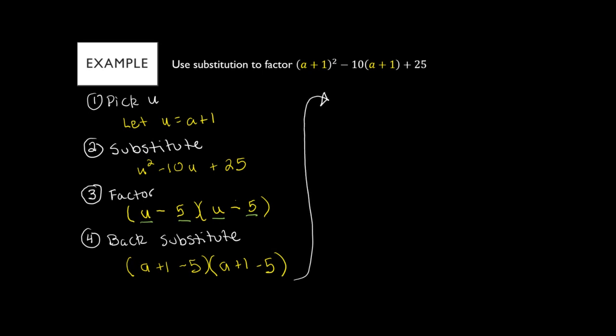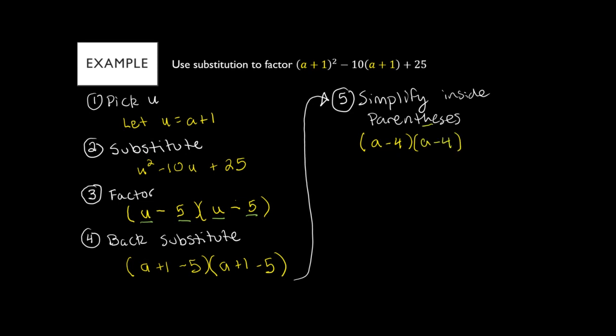So I'm going to move up here. So then the last step is to simplify inside the parentheses. And we do have some simplification to do here because we have 1 minus 5 that we can do. So we can simplify this. And so you basically just add your like terms. We have a, and then 1 minus 5 is negative 4. So I have minus 4. And then second set of parentheses, it's exactly the same, a minus 4. And that is your final answer.